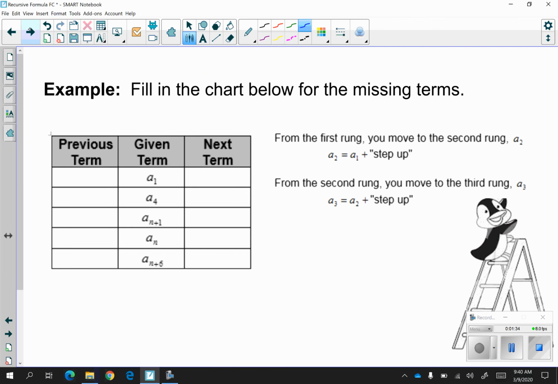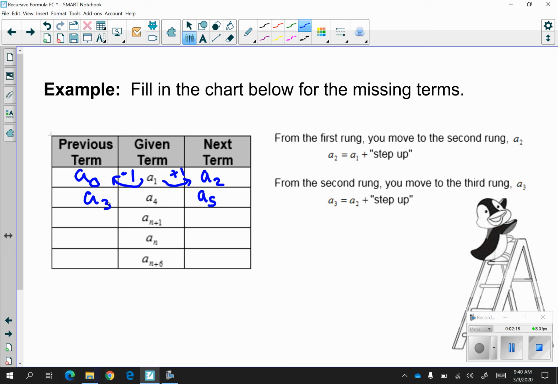So let's talk about how to actually find the previous term and the next term, because notation is really important for recursive formulas. If you have a sub 1, what comes after 1? 2, right? So the next term is a sub 2. What comes before 1? That would be 0. So you're adding 1 to get to the next term, and you are subtracting 1 to get to the previous term. So a sub 4 plus 1, your next term is 5. A sub 4 minus 1, the previous term is 3.